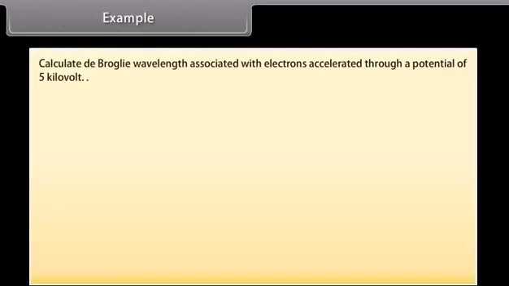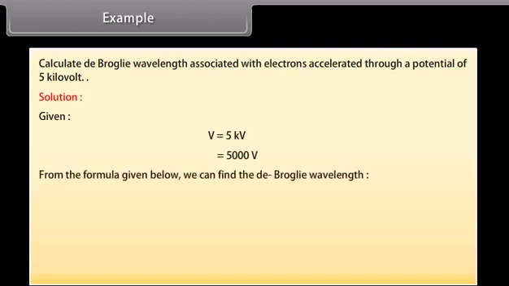Example. Calculate the de Broglie wavelength associated with electrons accelerated through a potential of 5 kilovolt. Solution. Given V = 5 kilovolt, which equals 5000 volt. From the formula given below, we can find the de Broglie wavelength. Lambda = 12.27/square root of V angstrom. Lambda = 12.27/square root of 5000 angstrom, which equals 0.173 angstrom.